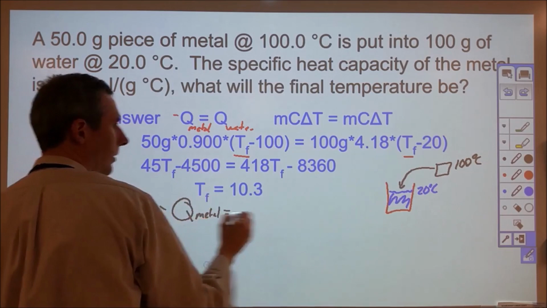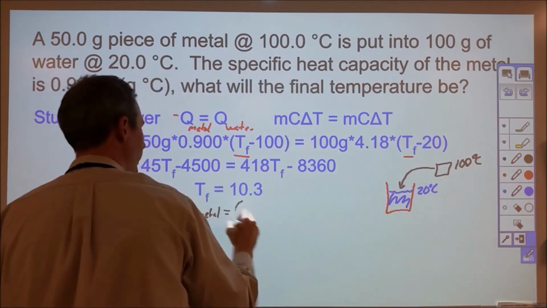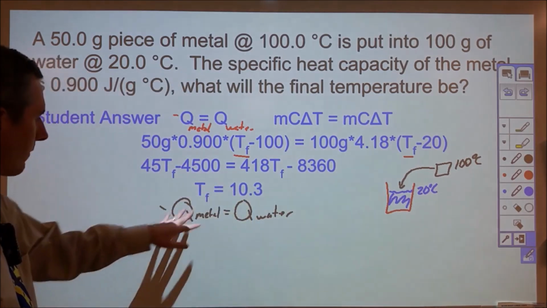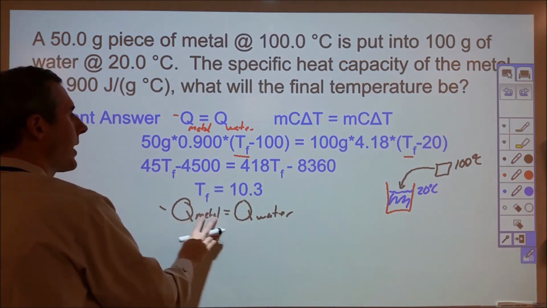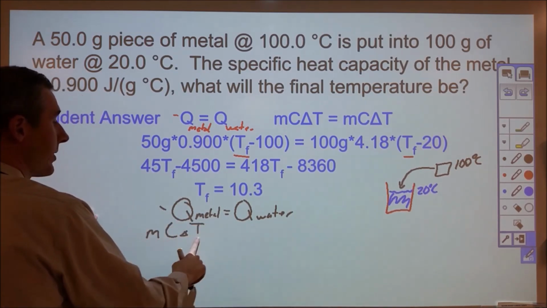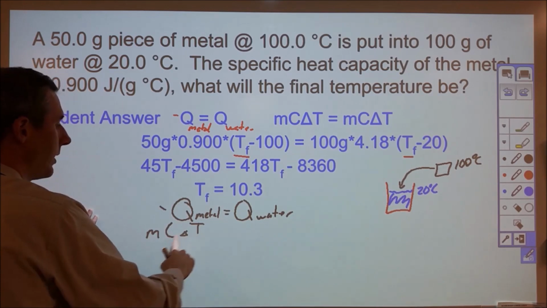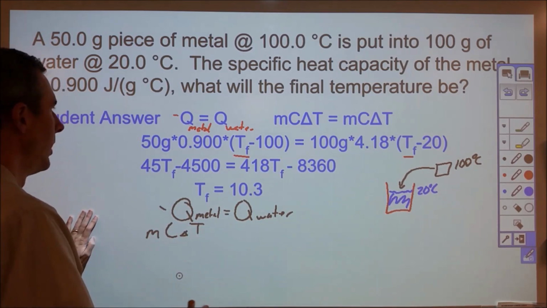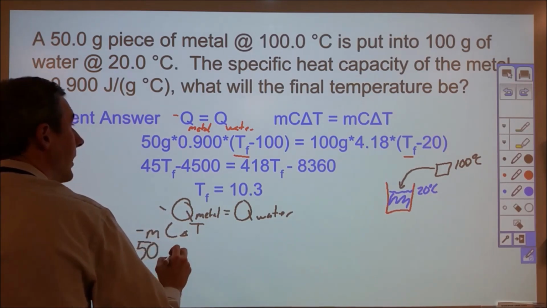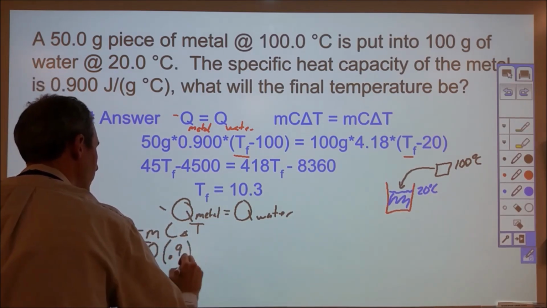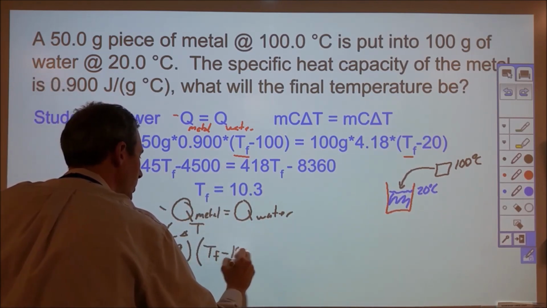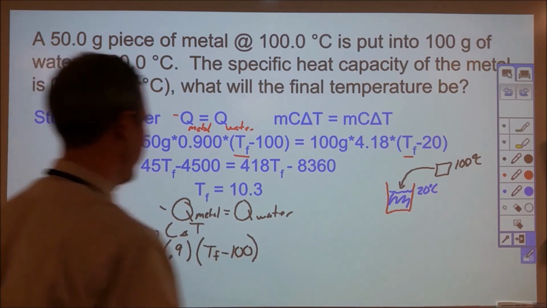So the energy leaving the metal is equal to the energy going into the water. And now that we have Q's here, we know that we can plug in mCΔT for this, where every single feature of this is about the metal itself. So we want the mass of the metal, specific heat of the metal, and the temperature change of the metal. So we're going to do 50 grams of metal, and then we're going to have 0.9, and we're going to have the final temperature minus the initial temperature of the metal, which is 100.